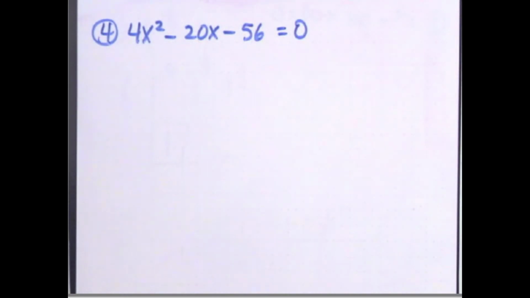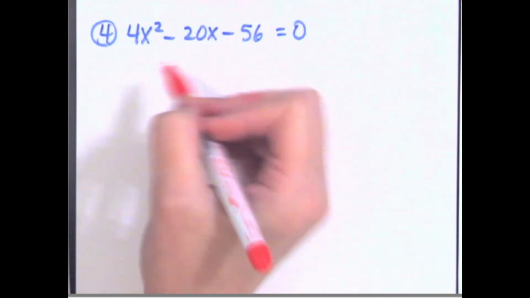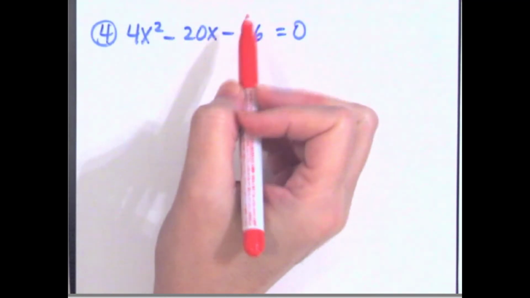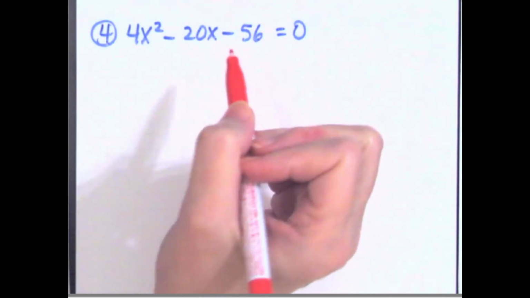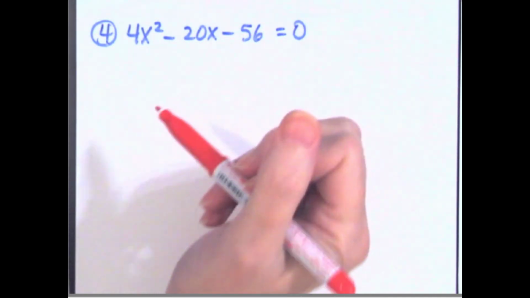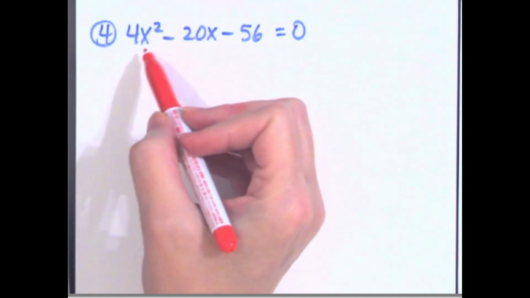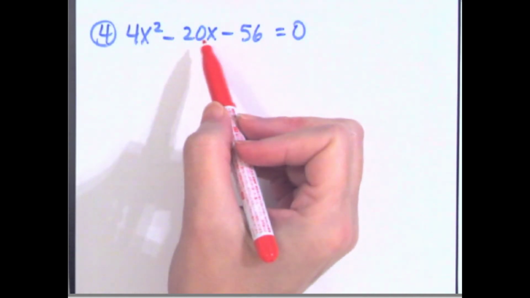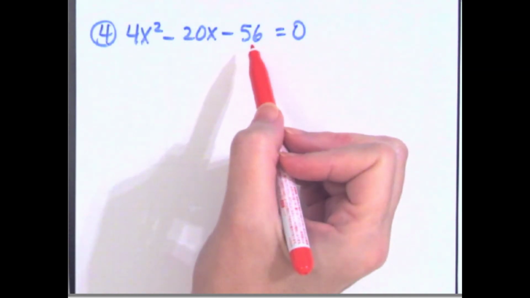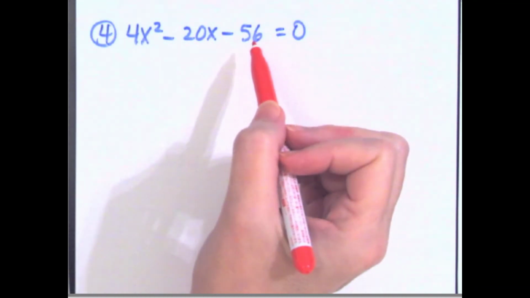So number 4 is a little different. A is not 1. What is going on? When that happens and your numbers are kind of large, check to see if there is a GCF. Now there won't always be, as we'll see in our next video. But this time there is. 4 will go into 20 and it will go into 56. Now you might need your calculator for that.